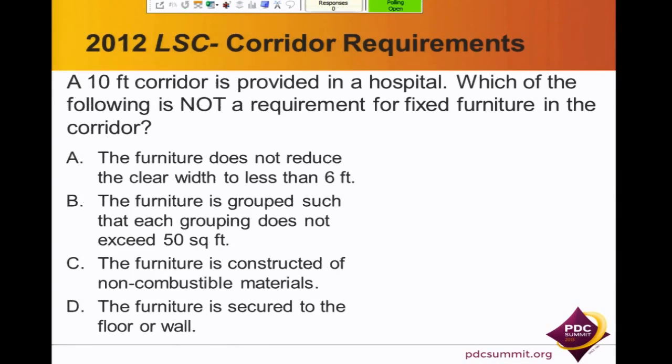So this is back to the 2012 Life Safety Code. A 10-foot corridor is provided in a hospital. Which of the following is not a requirement for fixed furniture in the corridor? So I'm switching it up a little bit. Now, which one is not a requirement for that fixed furniture in the 10-foot corridor? What can you see? I'm sorry.